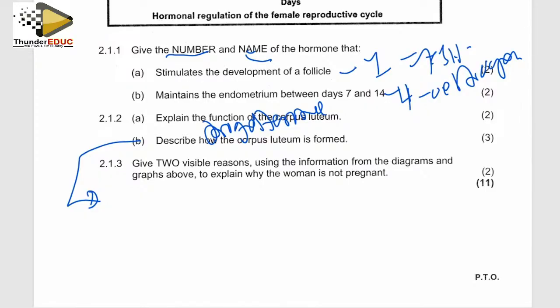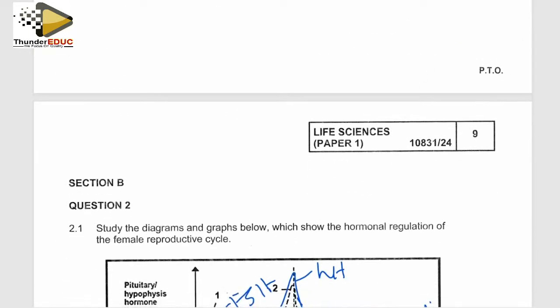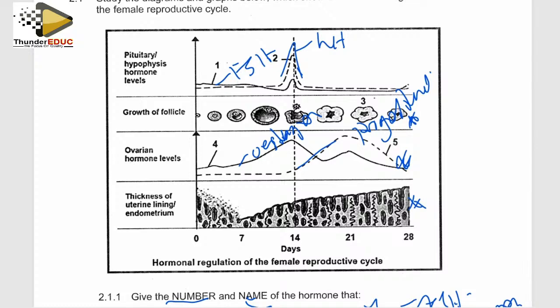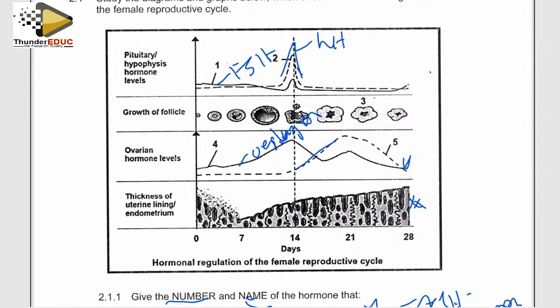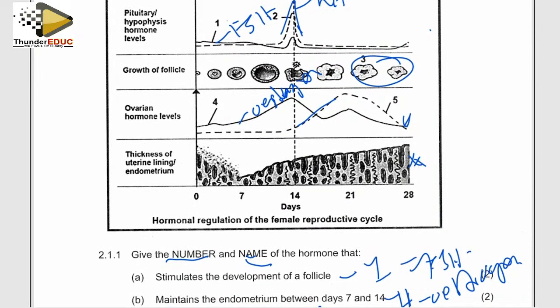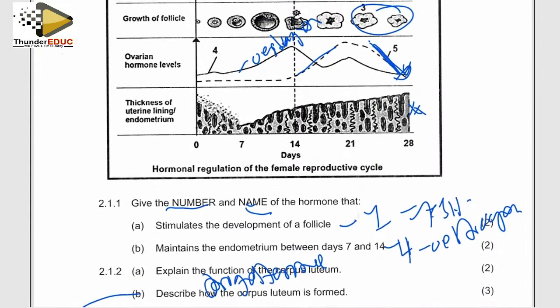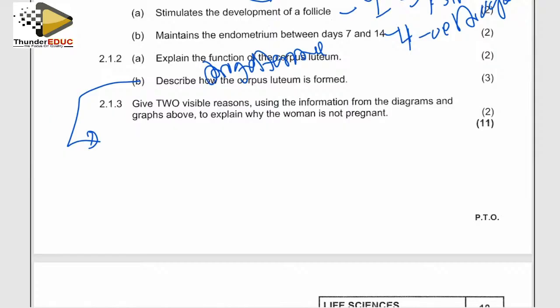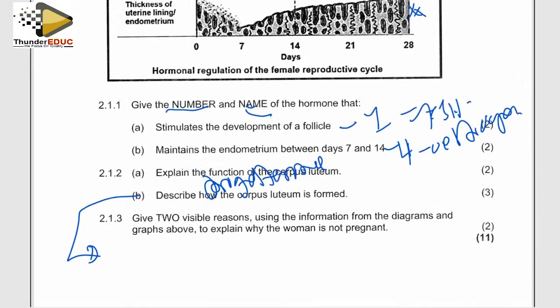They are saying, give 2 visible reasons using the information from the diagram above to explain why the woman is not pregnant. I talked about this. First of all, there is degeneration of corpus luteum. You see that this corpus luteum is degenerating. And then number 2, the decrease of progesterone. The level of progesterone is decreasing from day 21 to 28. So those are the 2 reasons.